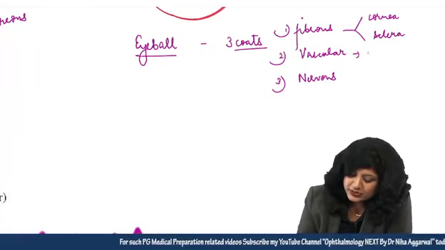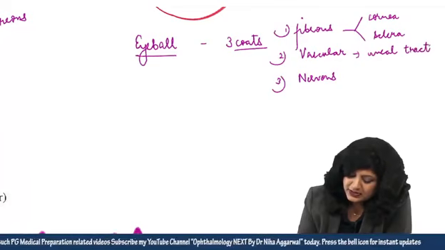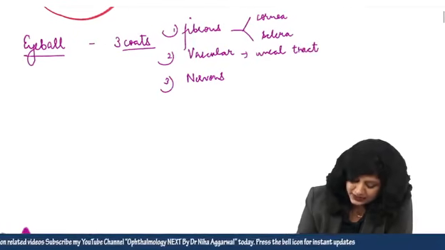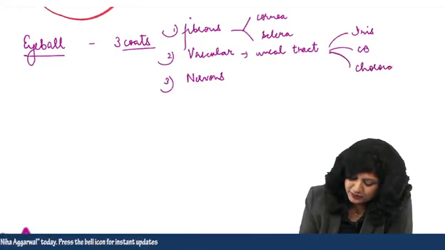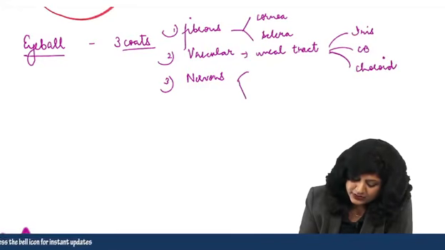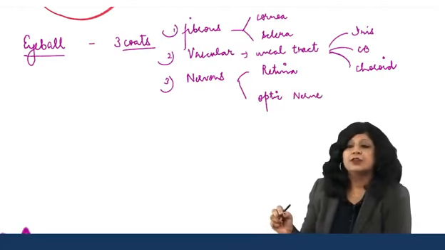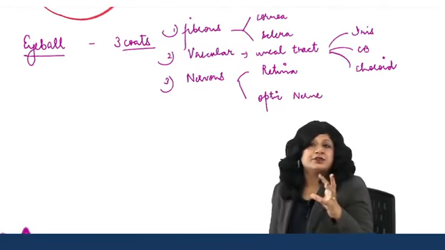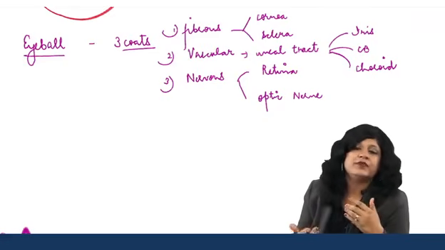Vascular coat is your uveal tract, right? And uveal tract consists of the iris, the ciliary body and the choroid, while the nervous coat consists of the retina and the optic nerve, retina as well as the optic nerve. So these are the various coats, or the layers or tunics, of the eyeball.